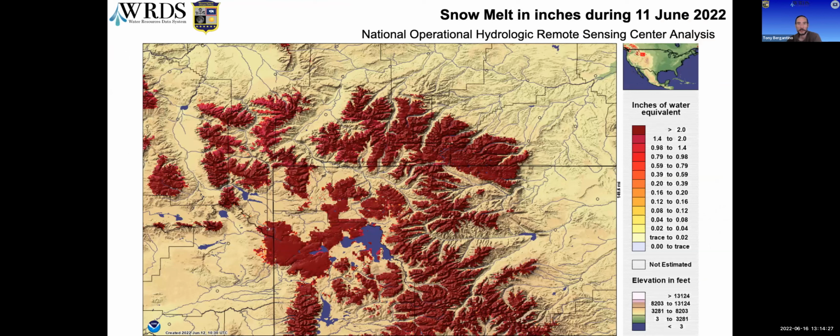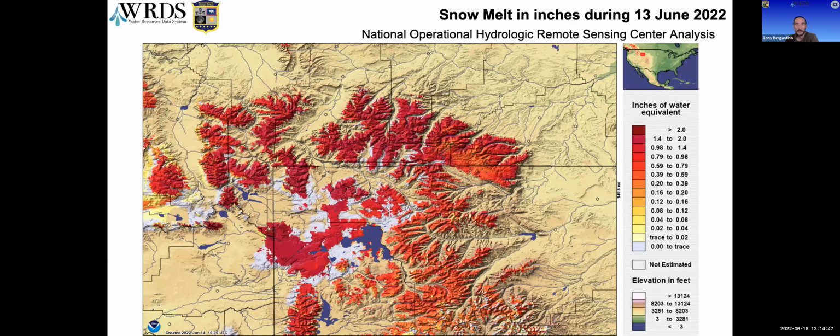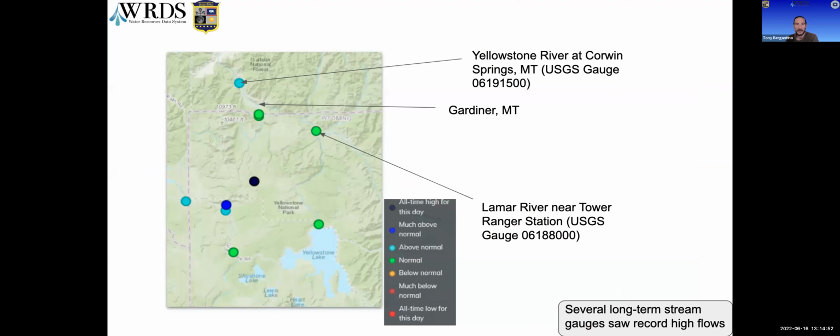And this is just going to be a series of snapshots, one for each day, showing the amount of snow water equivalent that was melting off on each of those days from the 11th through the 13th of June. Okay, go to the next. We're seeing about 2 inches of water coming off. A little bit less on the 12th. And then by the time we get to the 13th, it's still coming off about 1.5 inches or so.